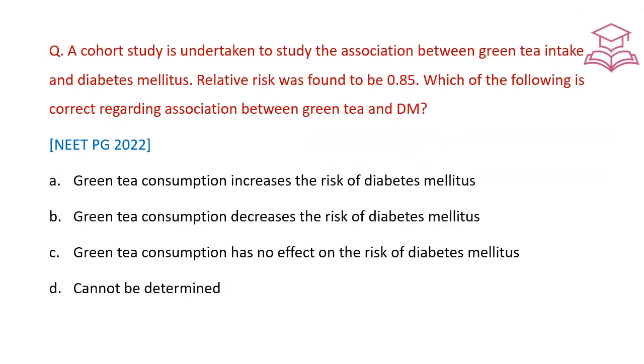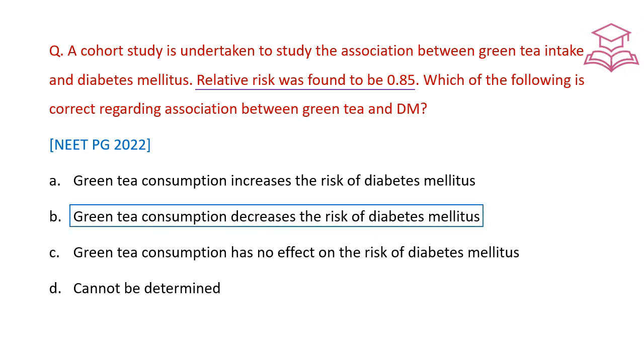A cohort study is undertaken to study the association between green tea intake and diabetes mellitus. Relative risk was found to be 0.85. Which of the following is correct regarding the association between green tea and diabetes mellitus? So we have the relative risk value 0.85, which is less than 1. That means green tea consumption decreases the risk of diabetes mellitus. The exposed has lesser risk of getting the disease.